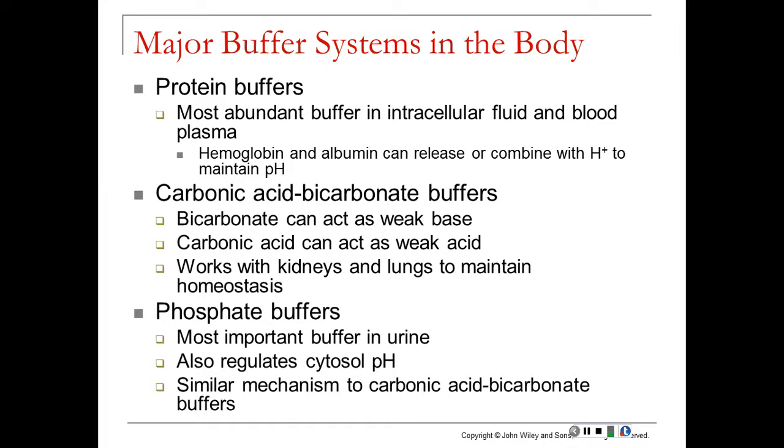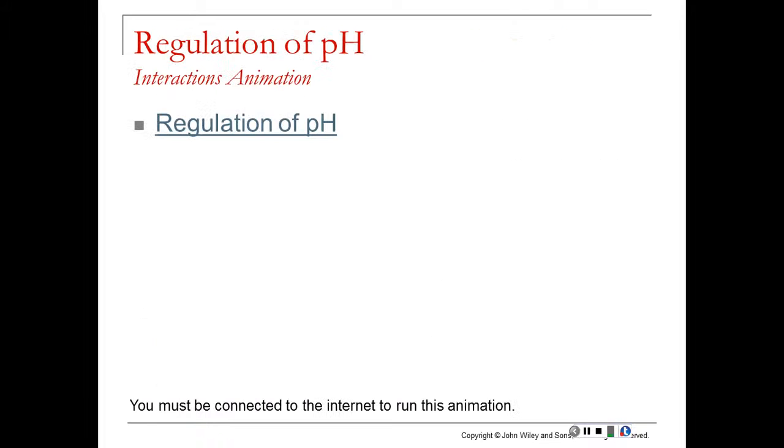So as I mentioned, those major buffer systems: the protein buffer system is the most abundant in the intracellular fluid as well as the blood plasma. This is when hemoglobin and albumin release or combine with hydrogen ions to help maintain that pH. The carbonic acid bicarbonate buffer is when there's a give and take between the bicarbonate and carbonic acid between the lungs and the kidneys within the blood to maintain homeostasis. The phosphate buffers are a very important buffer in the urine, regulating the cytosol pH as well, similar to the carbonic acid bicarbonate buffer in that it gives and takes those hydrogen ions.